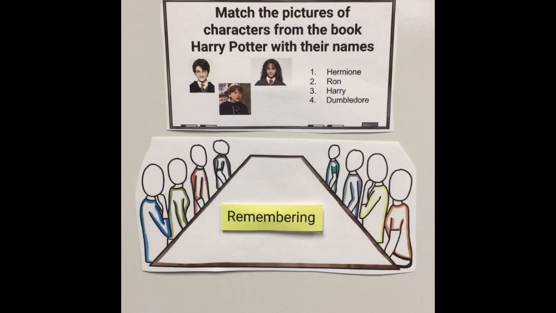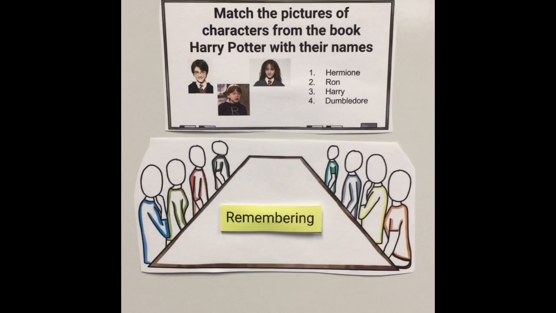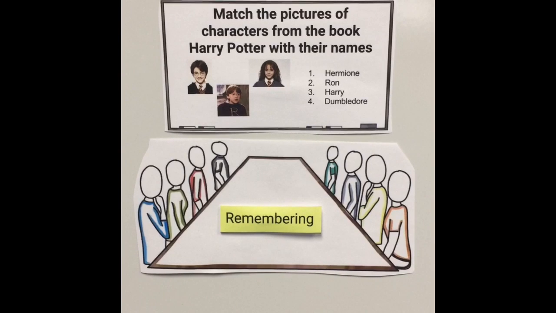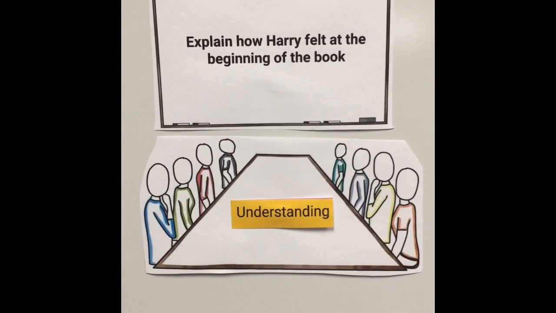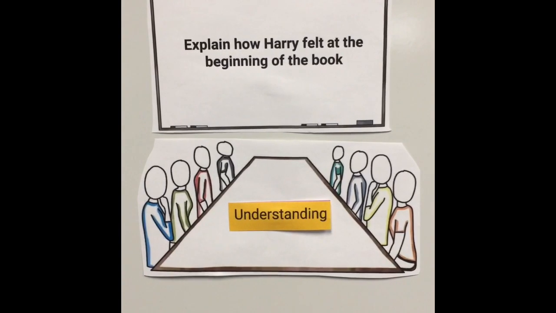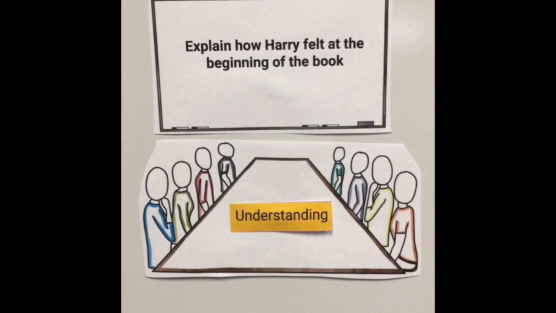Here's an example of how Bloom's taxonomy can be used to develop learning activities. At the remembering level, students can match pictures of the characters from the book Harry Potter with their names. At the understanding level, students can explain how Harry felt at the beginning of the book.